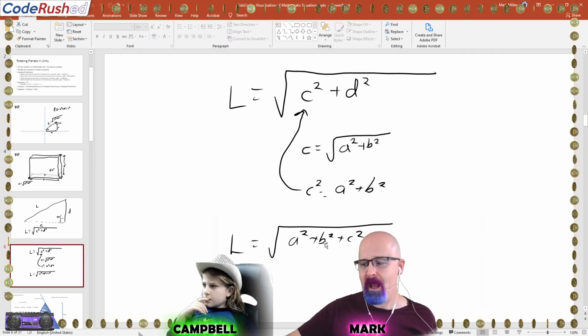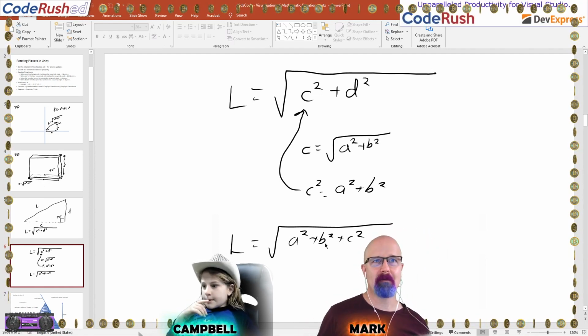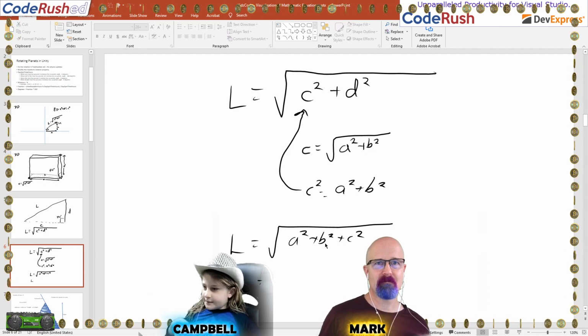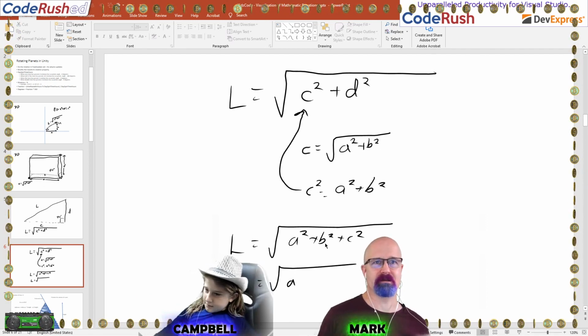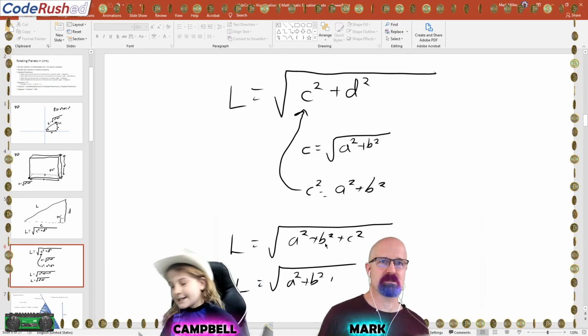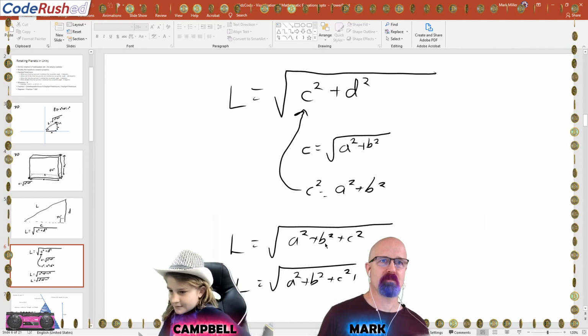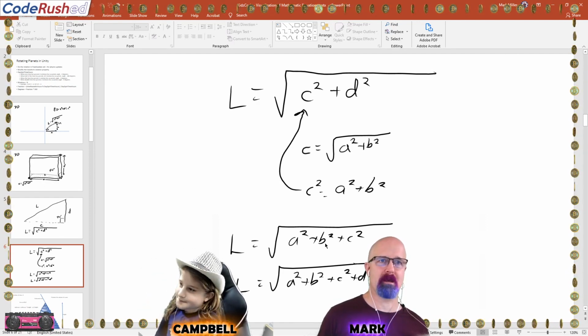Which means, what does this mean, Campbell, if we go to 4 dimensions? What's the equation for L? Would it be a squared plus b squared plus c squared plus l squared? Or, no, well, not L squared. I would give it a different letter because we've already got L on the left. Sorry. So you're close. A squared plus b squared plus c squared plus d squared. That's Pythagorean's theorem in 4 dimensions.